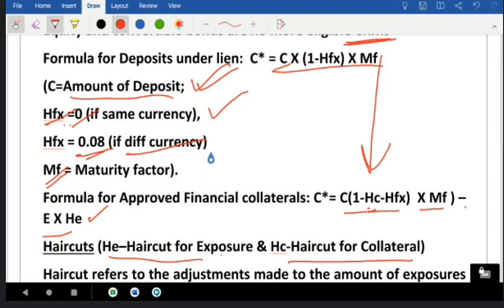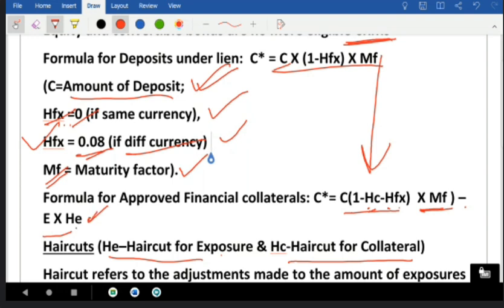Okay. HFX means haircut for the forex. Here the value is 0 if same currency and 0.8 if different currency. Bracket close. MF means maturity factor. We'll do the numerical, then we'll see. And E into HE means exposure into haircut on the exposure.